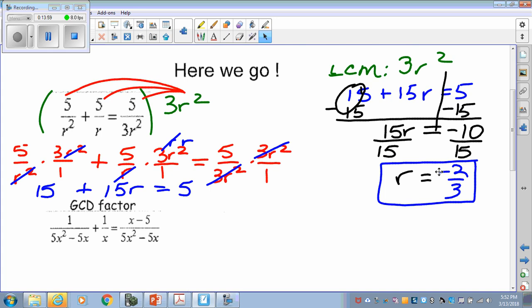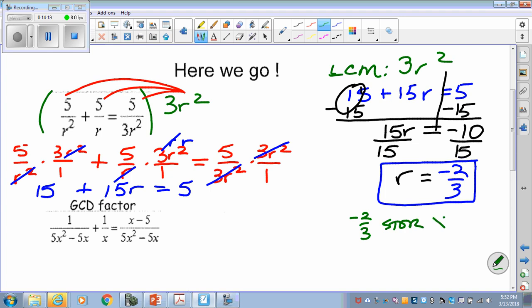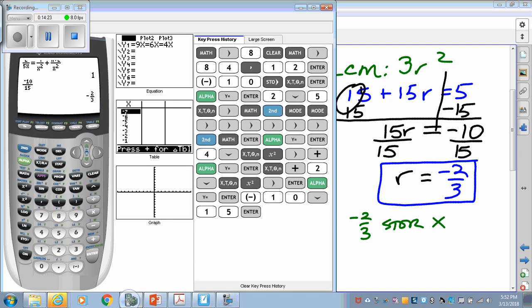And it's good to practice storing, because if you had a multiple choice test, and you panic and can't remember any algebra, you could always store the answers and see which one makes it true. So I'm going to do negative 2/3, store, and instead of r, I'll go ahead and do x to save some button pushing. All right, so negative 2/3, it's already there, so I'll store it in x, okay?